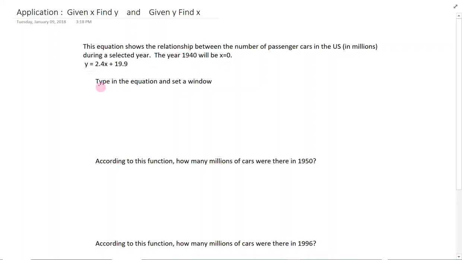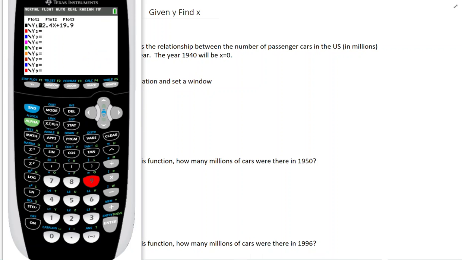The first part says, type in the equation and set a window. Okay, let's go to our grapher. And I already have it typed in. So if you want to follow along, you could take a minute to go to the y equals, and for y1, type in 2.4 variable x plus 19.9. So x is the year since 1940, and y is the number of cars.